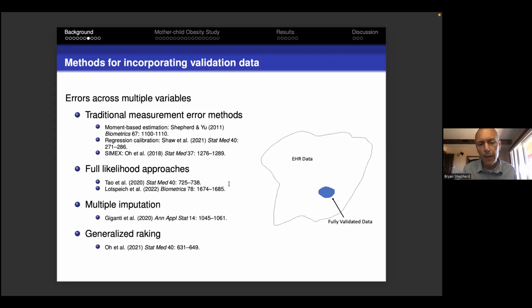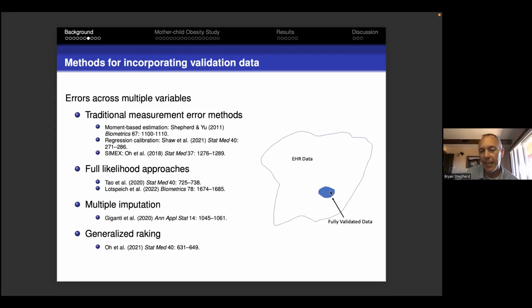There are full likelihood approaches which are very efficient, and so they result in very narrow confidence intervals. I like them a lot, but they are computationally challenging, and they're also not fully developed for some more complicated settings. Multiple imputation is another approach which I really like, and we've used it many times.